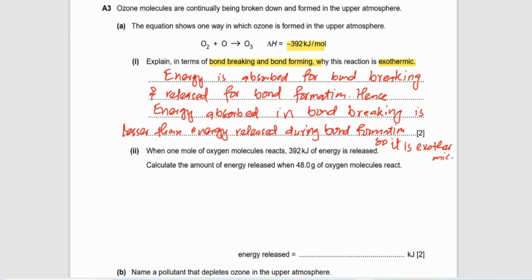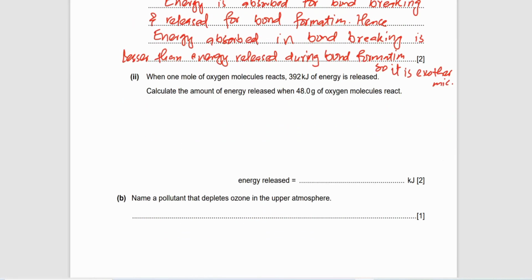Okay, when one mole of the oxygen molecule reacts, this amount of energy is released: 392 kilojoule. So calculate the amount of energy released when 48 gram of oxygen molecule reacts. So this is a given mass. Given mass is 48 gram. And the molecular mass of oxygen, you know that O2 is used, so it is 32 gram per mole.